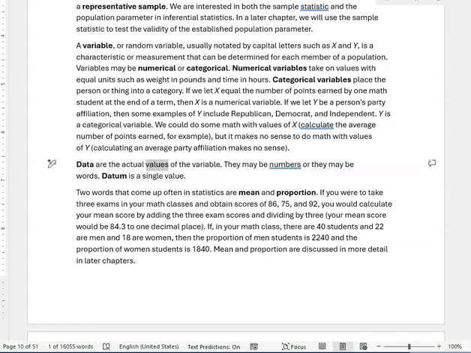Data are the actual values of the variable. They may be numbers or they may be words. Datum is a single value.